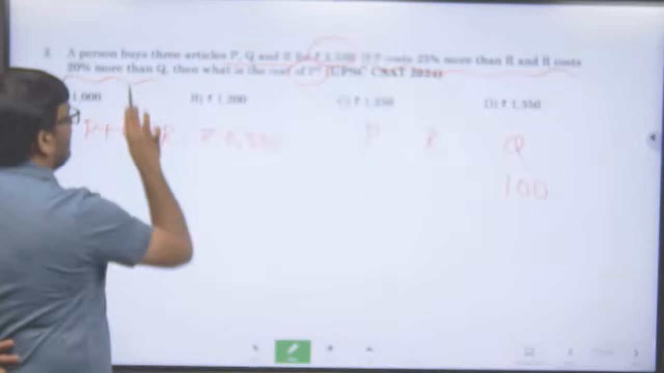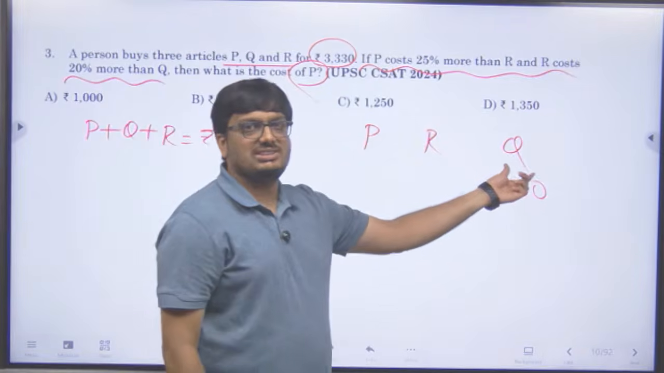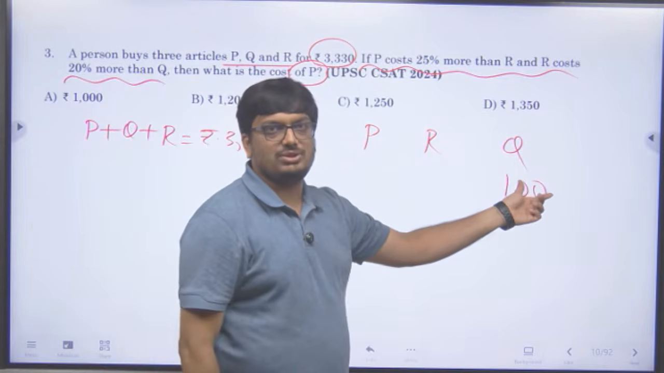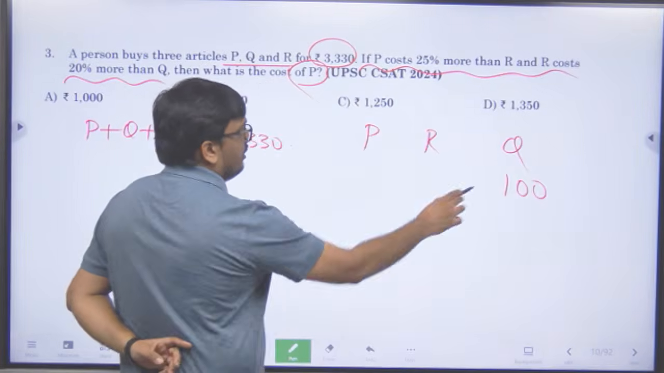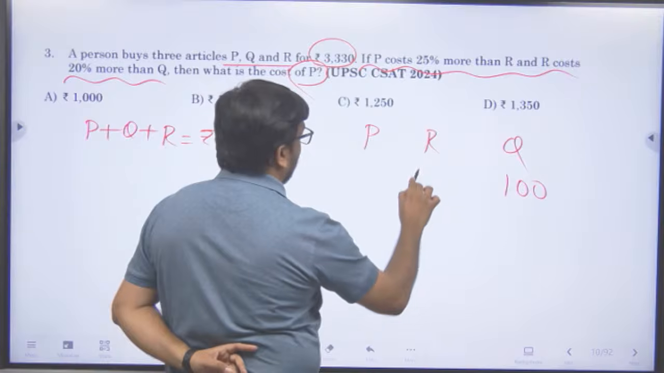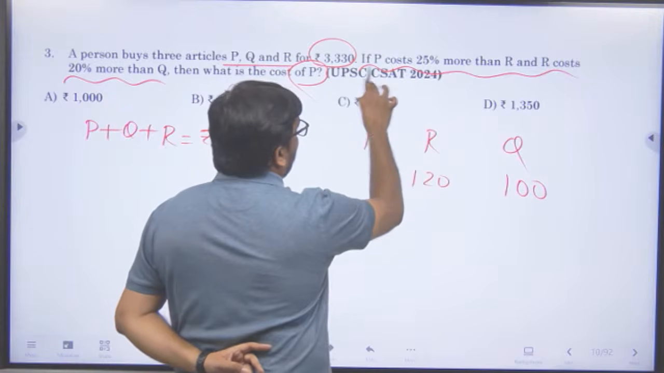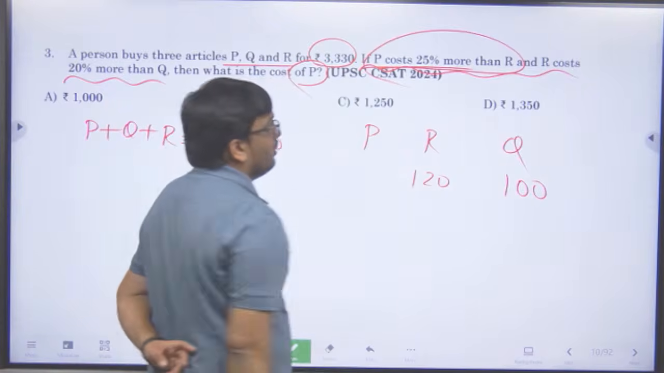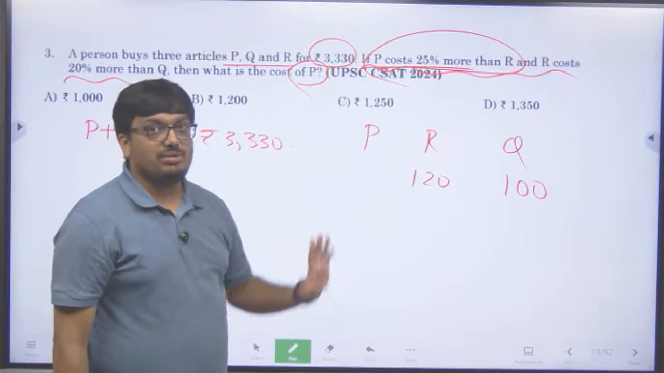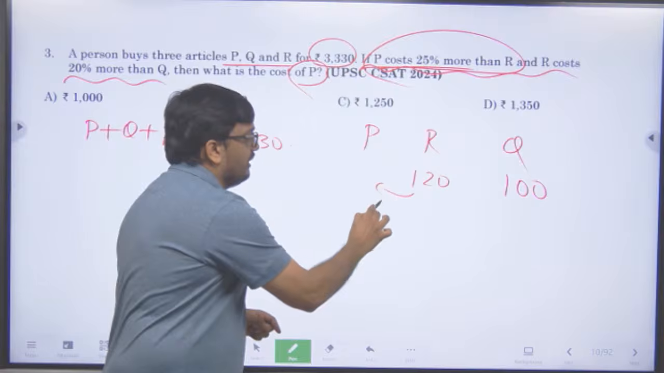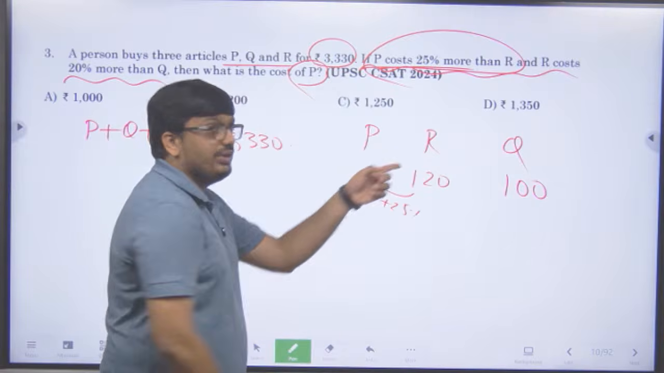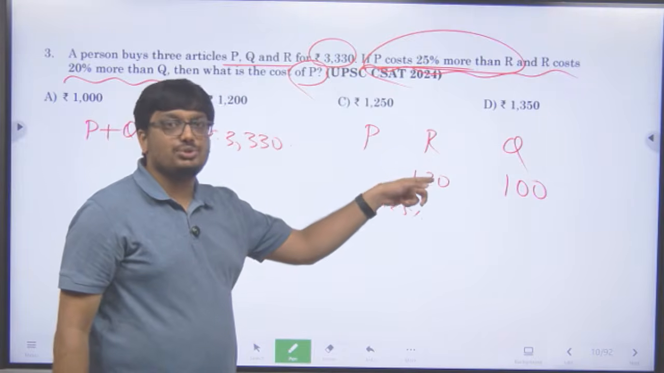R costs 20% more than Q. Since it is 100, 20% more means 100 plus 20. 20% less means 100 minus 20. Directly you can do 100 plus 20, 120. P costs 25% more than R. Listen here. 25% more means you should not add 120 plus 25. 25% of this you should take.